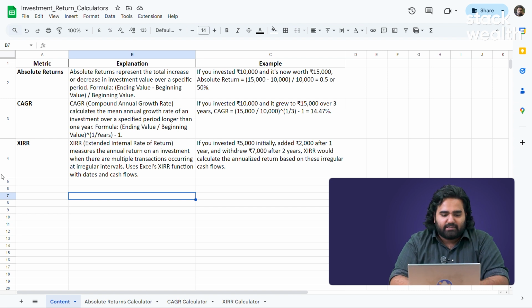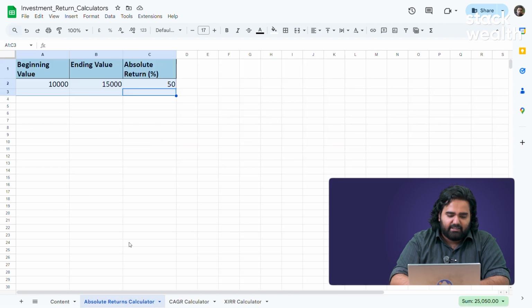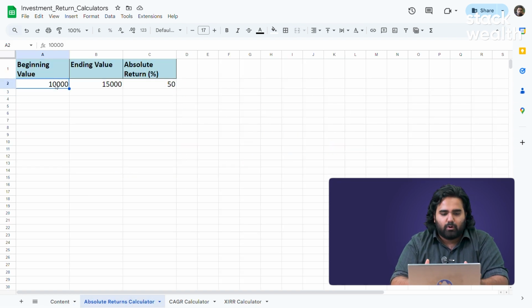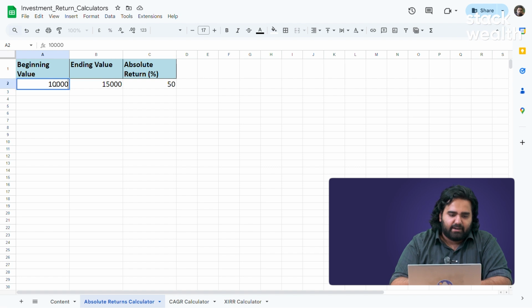So now let's look at these examples with a calculator. We have a very simple setup over here. So as you can see, let's do absolute returns first. If we're looking at absolute returns, we have a beginning value of 10,000, ending 15,000, absolute returns are 50%, right?